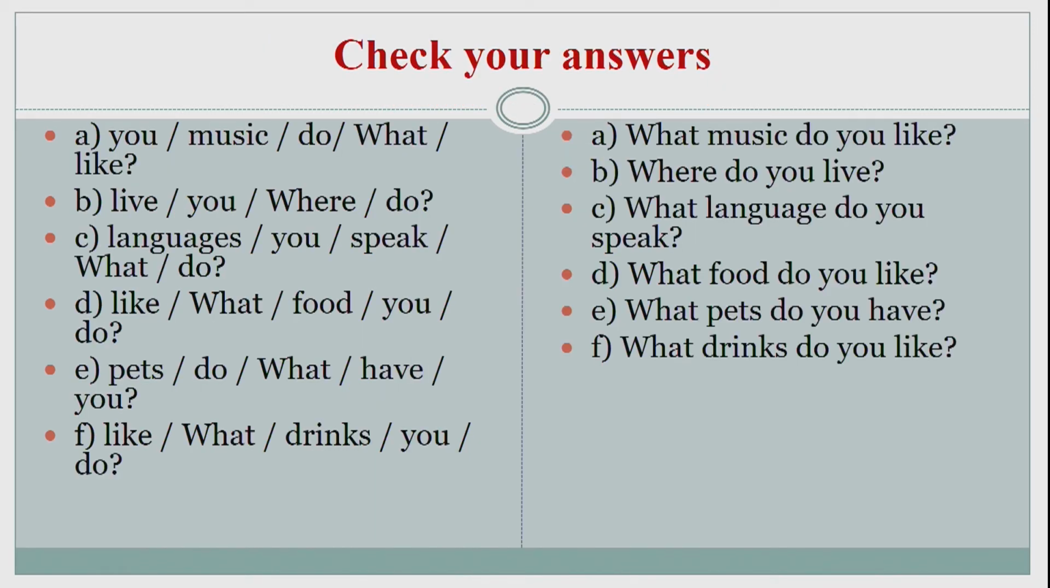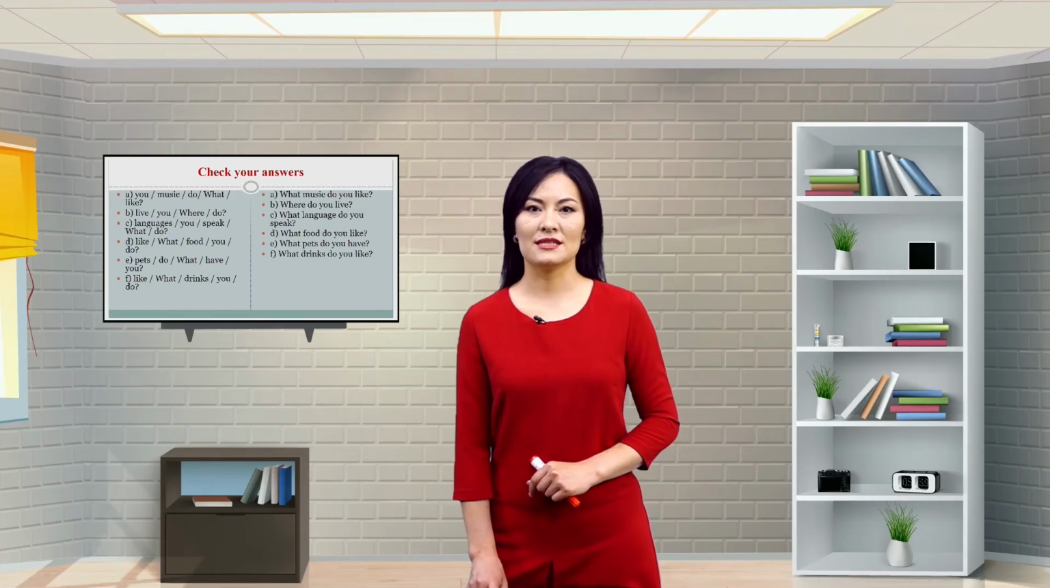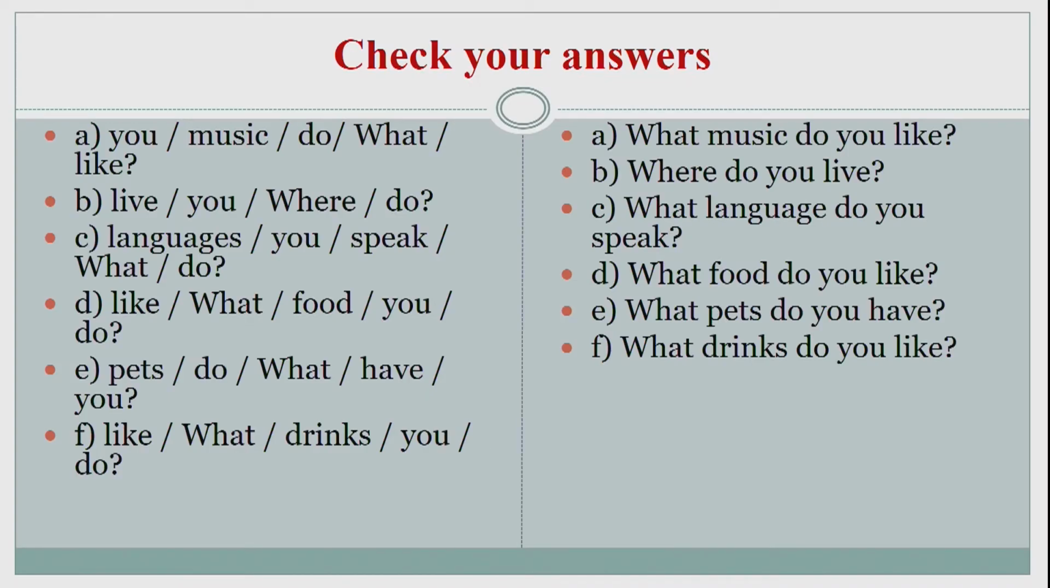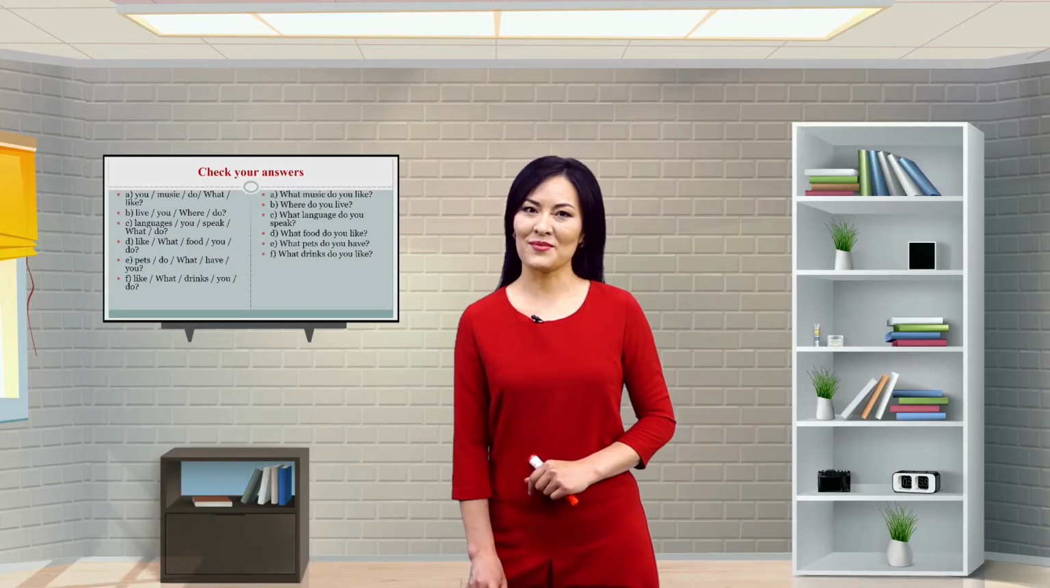Now let's check together. A. What music do you like? B. Where do you live? C. What languages do you speak? D. What food do you like? E. What pets do you have? F. What drinks do you like? Do you have all of them correct?